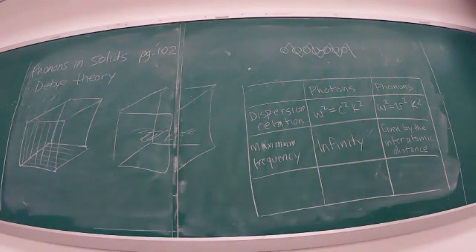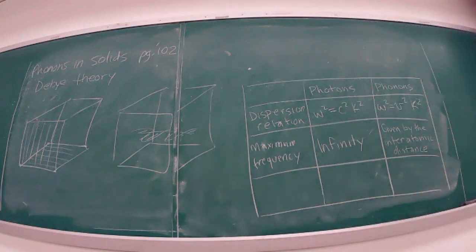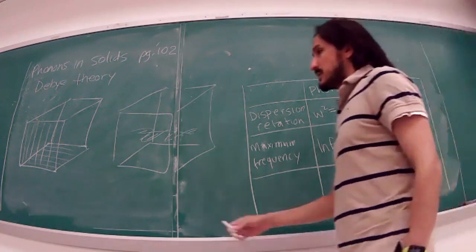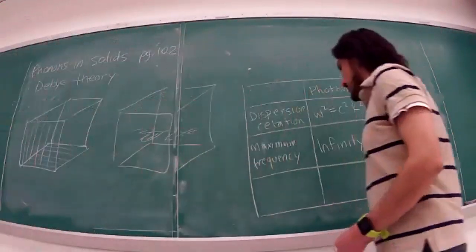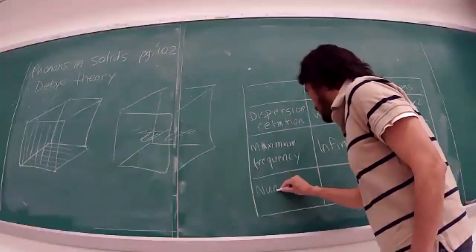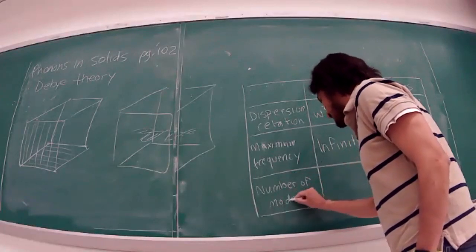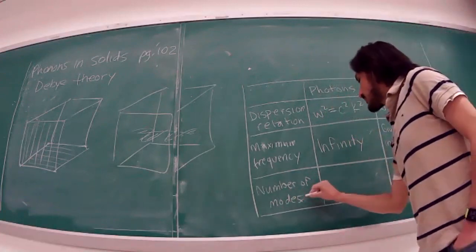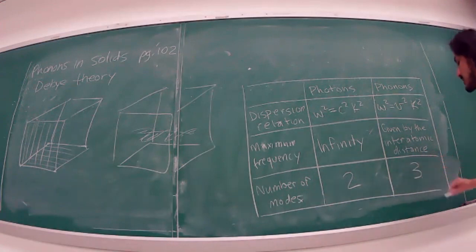So photons can have an infinite amount of energy. Well, there's no upper limit, but phonons do have an upper limit, and that upper limit is dictated by the properties of the crystal. The other difference is the number of modes. For electromagnetic waves, we have two, the transverse modes. But for phonons, we have three, right?